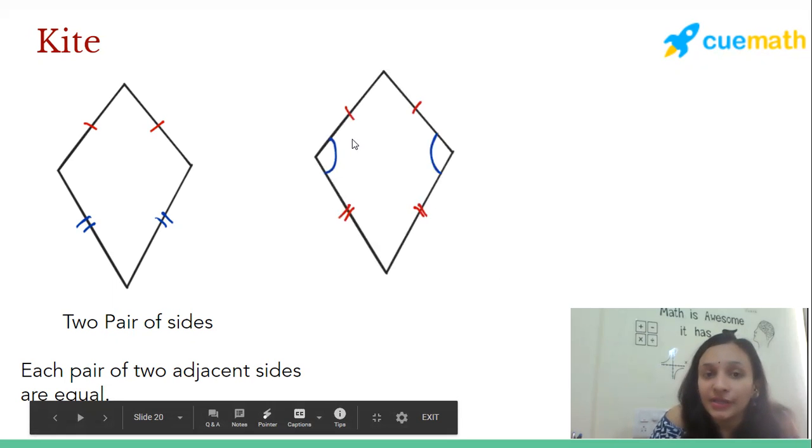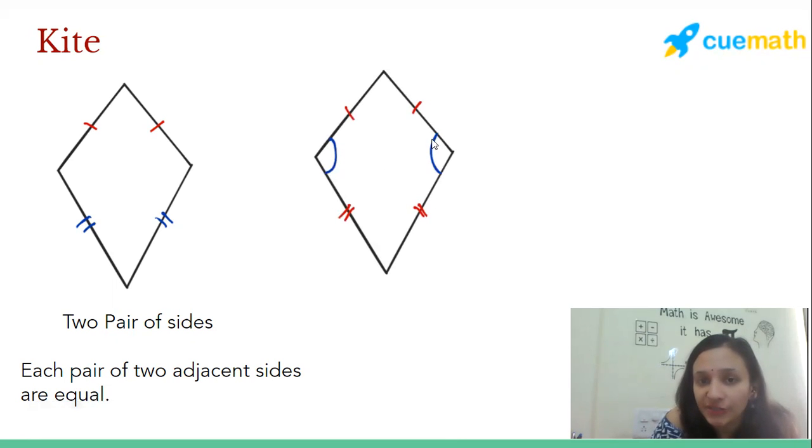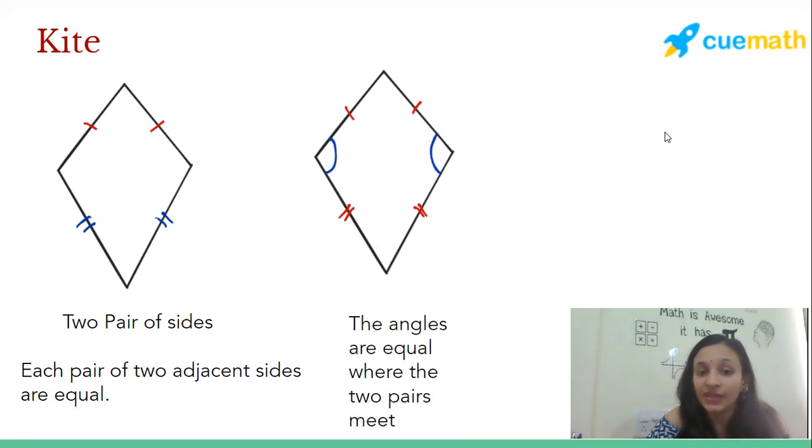Then you would see the angle, which is here, the angle between the two unequal sides, would be equal to each other oppositely. I've already marked it up. So those are equal. The angles are equal where the two pairs meet. That's exactly what I said. The two unequal lengths where they meet, those two angles are equal to each other.